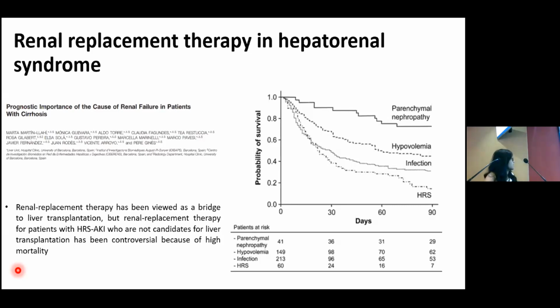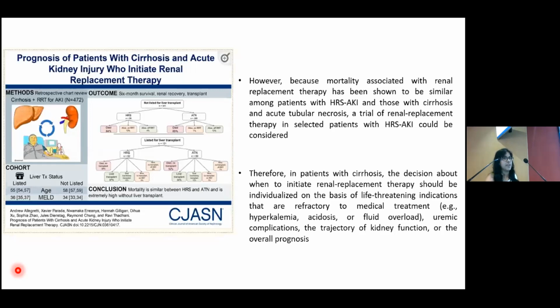So this is another research. Here they compared two groups of patients. The first group had AKI due to hepatorenal syndrome and received dialysis, and the second group had AKI due to ATN. They were all cirrhotic patients, and they received dialysis. Then they compared their mortality. The two groups had similar mortality. Therefore, some suggested prescribing renal replacement therapy when there is life-threatening acidosis.